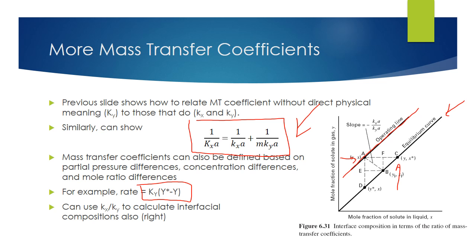But if I know what my mass transfer coefficients are, I can move just a fraction of the distance from x to x star, and based on how far I go, it's going to depend on the mass transfer coefficients. So this line that's drawn here, this diagonal line from A to B, has a slope of negative kxa over kya, and you can show that the intersection of that with the equilibrium curve actually gives you the interfacial compositions. So this illustration can also be used to relate the compositions at the interface to the equilibrium concentrations that you would have at equilibrium. So it is possible to say what the interface concentrations are, as long as you know what the mass transfer coefficients are.